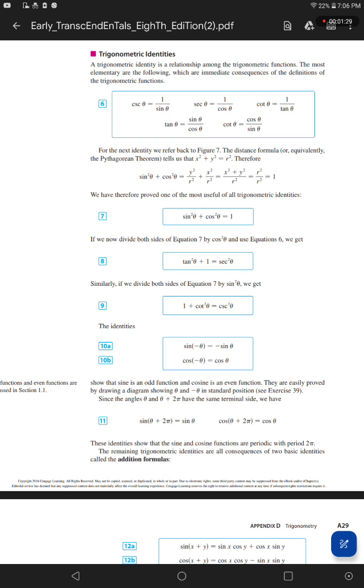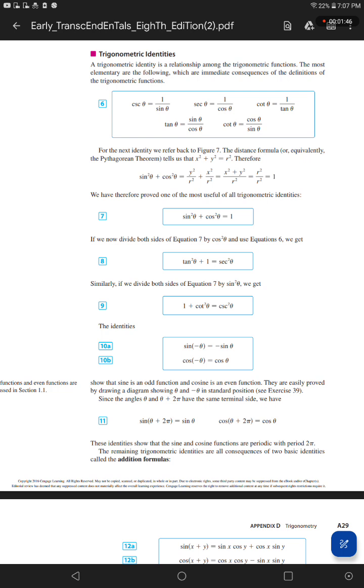We have therefore proved one of the most useful of all trigonometric identities. Equation 7: sine squared theta plus cosine squared theta equals 1.